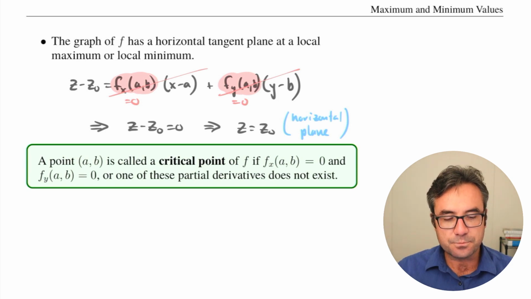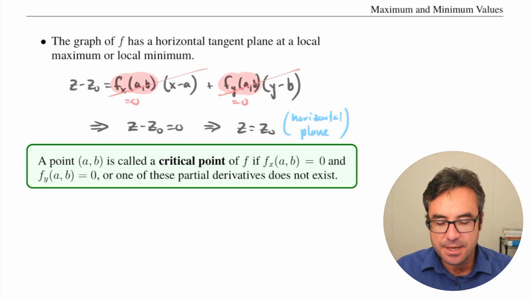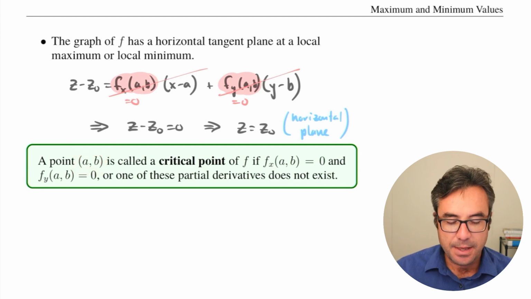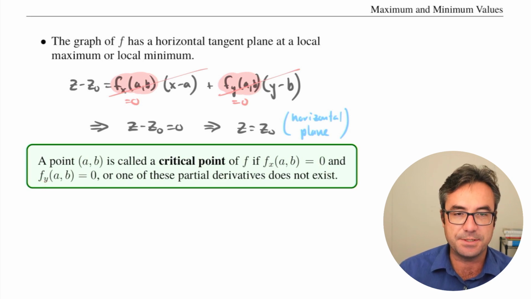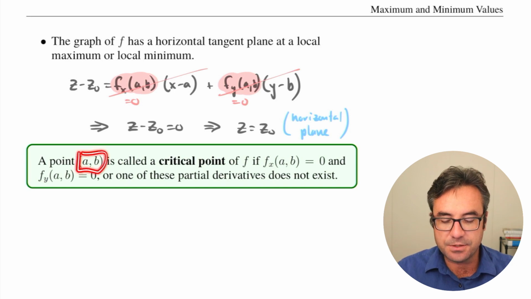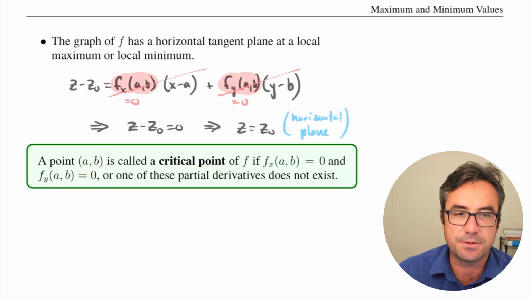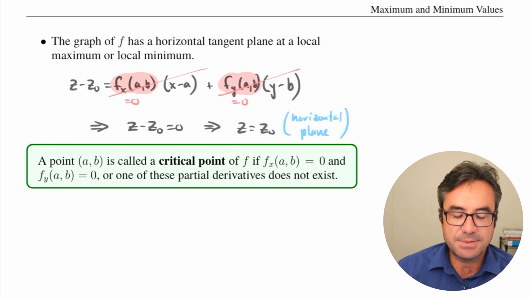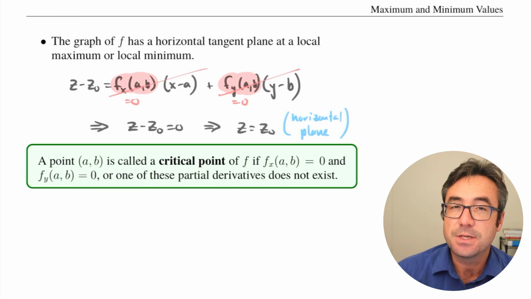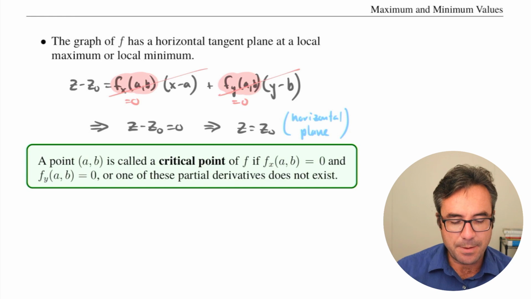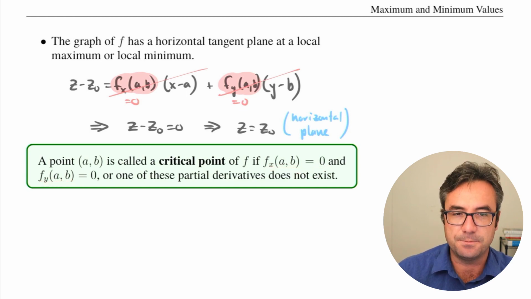And so we're going to be trying to find these points (a, b), where the partial derivative with respect to x is equal to 0 at that point, and the partial derivative with respect to y is equal to 0 at that point. And we're going to call these locations critical points of our function. Sometimes we might get into the case where the partial derivative does not exist, so we might be looking for where the derivative might not exist. But primarily we're going to be looking at where both these partial derivatives equal 0.